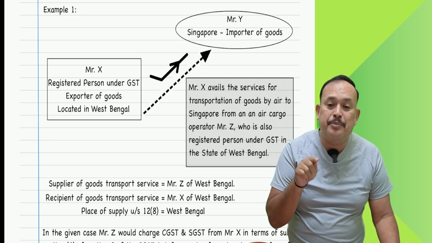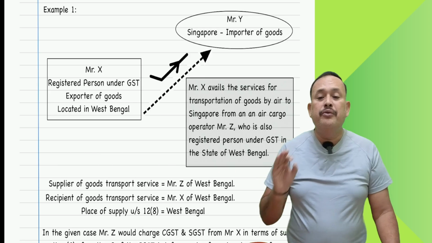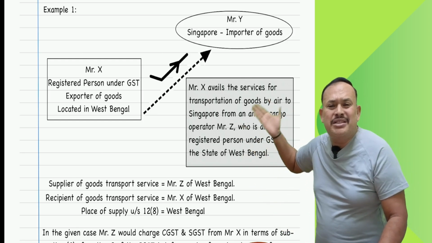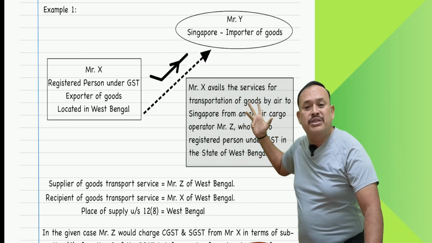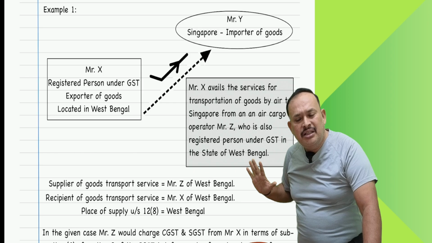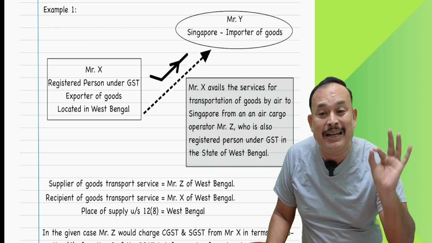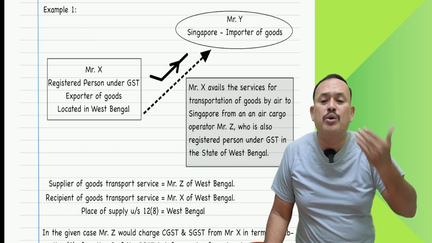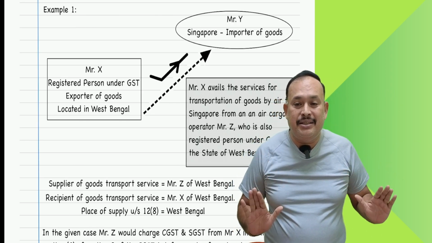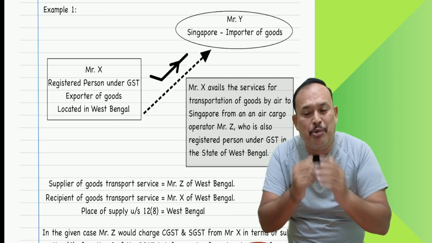Section 12, subsection 8, says place of supply is equal to the location of the recipient, if the recipient is a registered person. Even though the goods are destined to Singapore, which is outside India, no problem. The law of the land today says the place of supply is the location of the recipient if the recipient is a registered person, even though the goods may be destined outside India. If the recipient is an unregistered person, where the goods are handed over to the transporter for transportation is the place of supply.